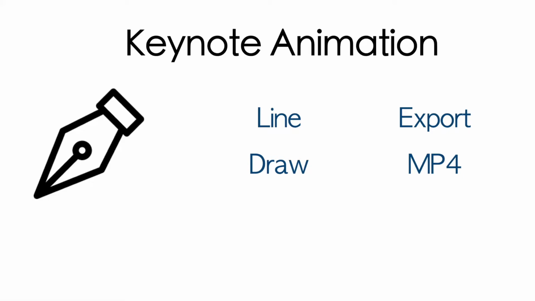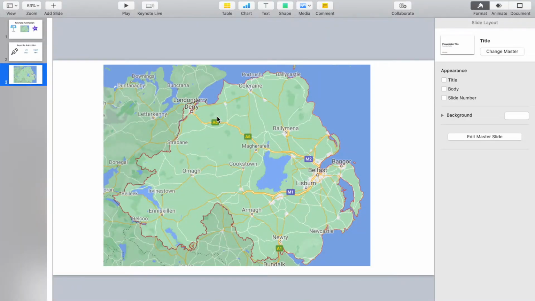Basically there's three parts to this initially anyway. We're going to draw the border using the Draw with Pen tool in Keynote. And then we're going to animate that drawing of the border using the line draw animation. And then finally, we're going to export that as an MP4 file. And this is the border I'm going to draw using the pen tool. Okay, and then I'm going to animate that afterwards.